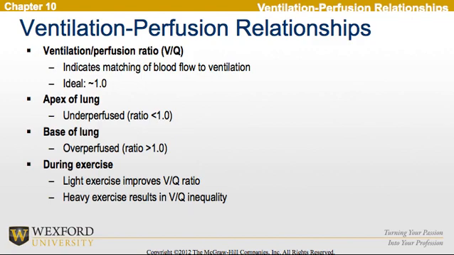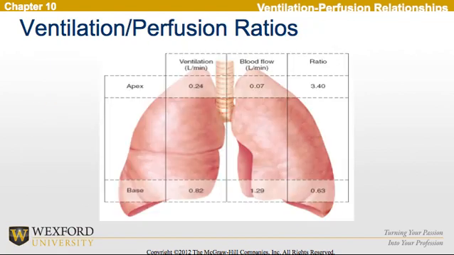However, if we look at it during exercise, we see that light exercise improves the V over Q ratio, whereas heavy exercise results in a V over Q ratio of inequality. The following diagram represents the ventilation-perfusion ratios that we just discussed.